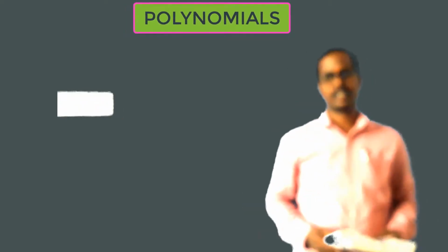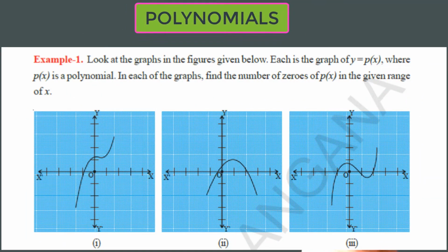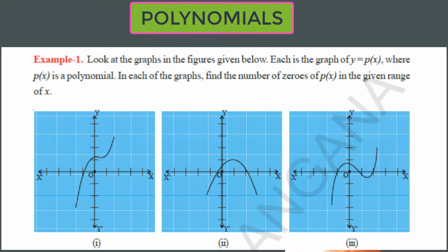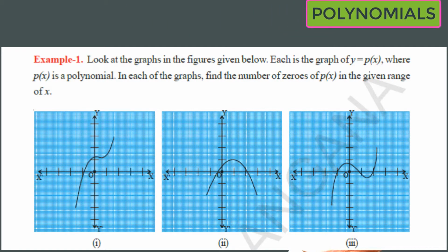So let us see the first example. It is given as, look at the graphs in the figures given below. Each is the graph of y equals p of x, where p of x is a polynomial. In each of the graphs, find the number of zeros of p of x in the given range of x. So here in this problem, we were given some graphs of various polynomials, and we need to find the number of zeros of those polynomials in the given range.